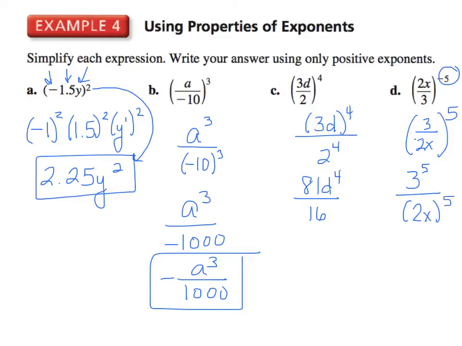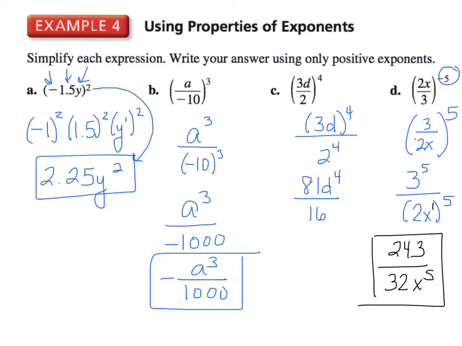Notice that every time I have something with more than one term, I have parentheses around it. If you don't put parentheses, it will be wrong. Because if you don't put parentheses, like here, you're only telling me you're taking the x to the 5th. So if I simplify this, 3 to the 5th power gives me 243. 2 to the 5th power gives me 32. And x, I would take 1 times 5, and that gives me x to the 5th. I cannot simplify 243 divided by 32, so there's my answer.